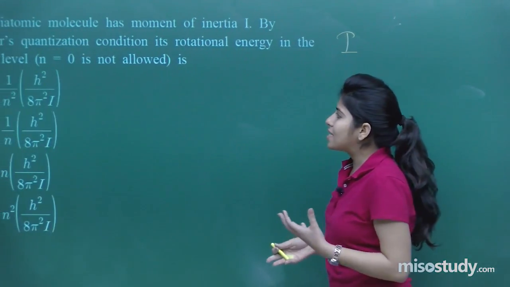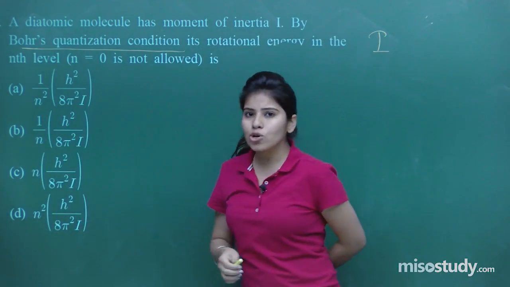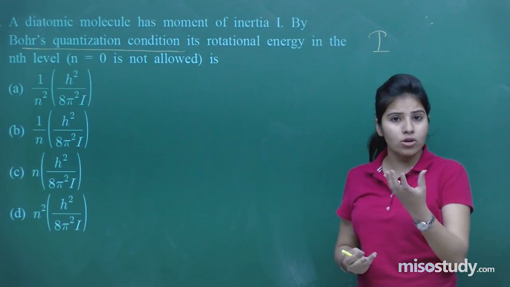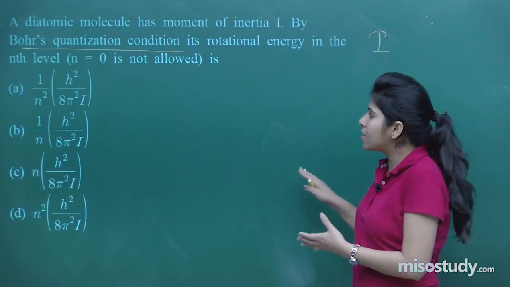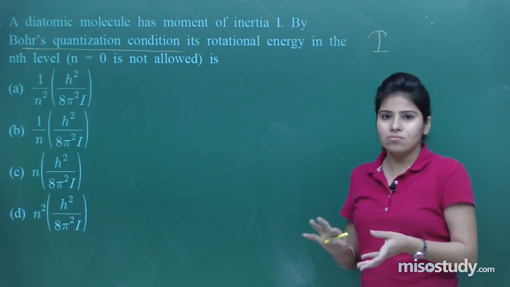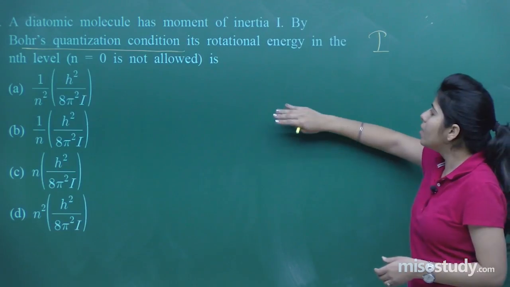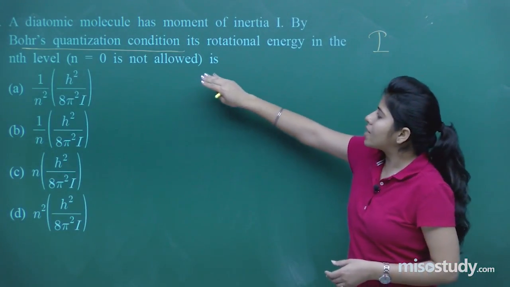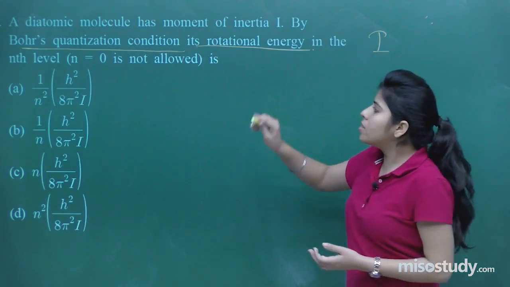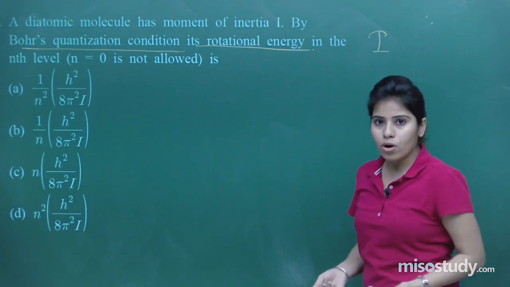By Bohr's quantization condition. Again Bohr's quantization condition. Let me tell you friends that in this chapter the questions that will come in your JEE Main and JEE Advanced will basically be from the same topic, that is Bohr's model, X-ray spectra and like this. So again the same question, Bohr's quantization condition we have to apply. By Bohr's quantization condition, its rotational energy in the nth level, where n equal to 0 is not allowed, will be what?